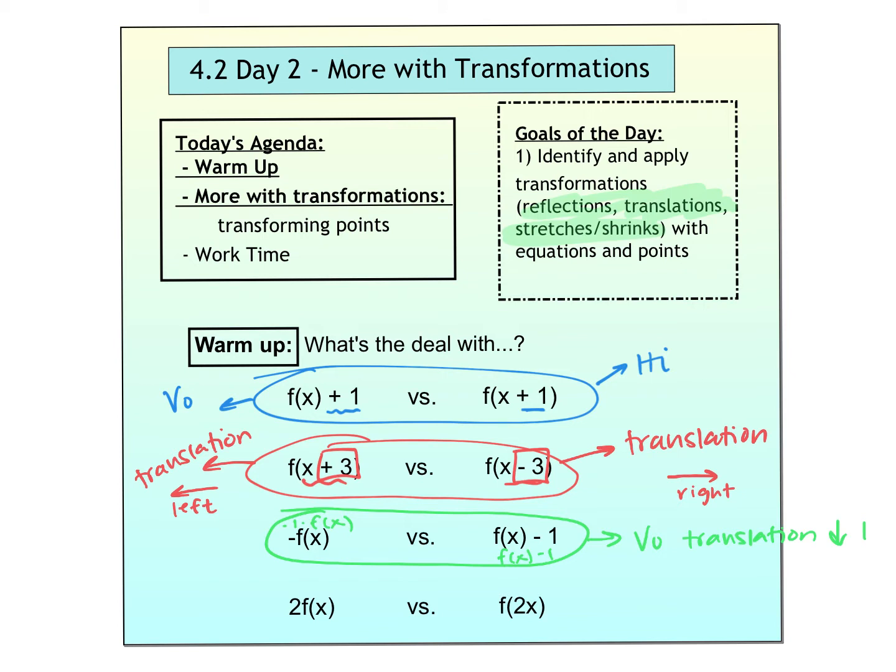Multiplying is going to be some sort of stretch, shrink, or reflection. Whenever we multiply by -1, it's going to be a reflection. So it's going to flip the graph over one of the axes. Since this is on the outside, similar to the -1 being on the outside, it's going to be a vertical reflection. And that vertical reflection is going to flip it over the x-axis.